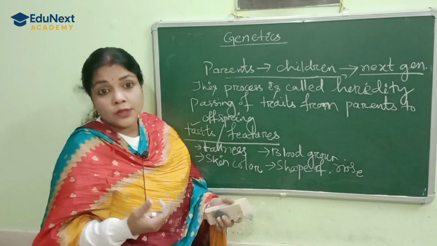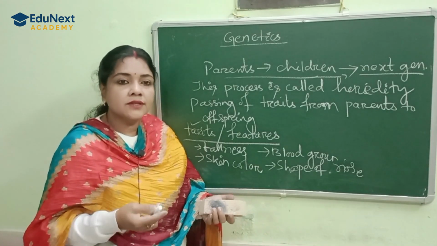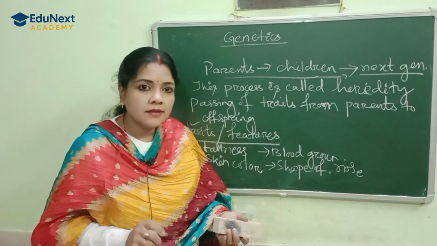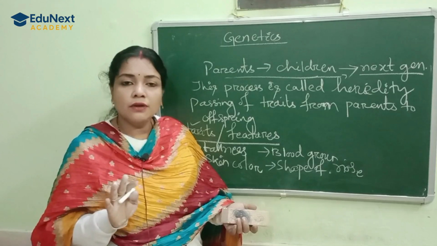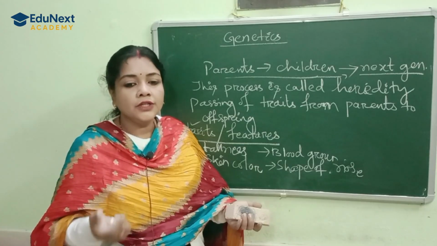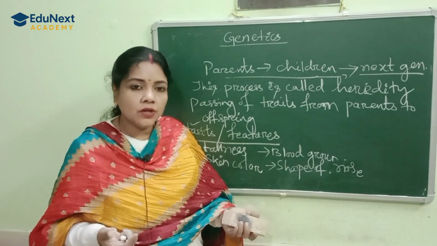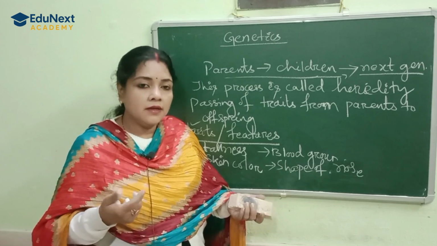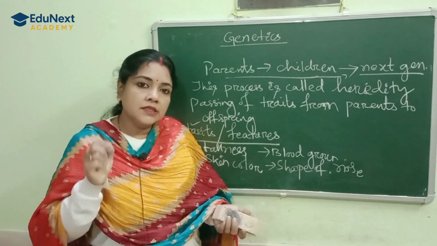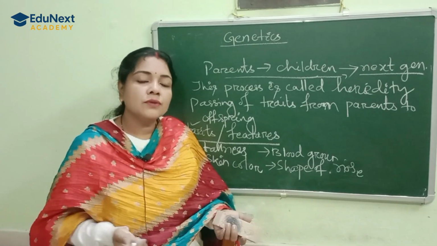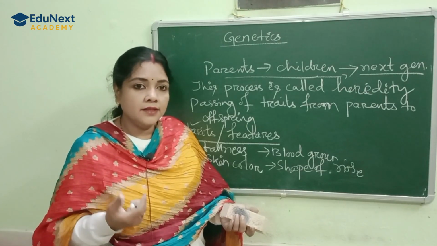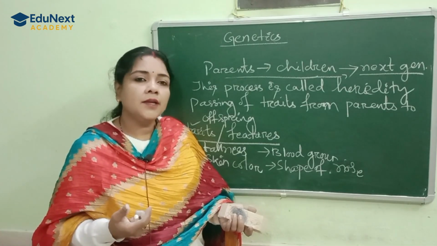But variation is there, which is very important. Variation means small difference. Suppose you imagine parents having 4 children. The children are not the same. They may differ on some points. One may differ in tallness, one child may be short. One child may be dark in color, and one child may be fair. This basic difference is known as variation.